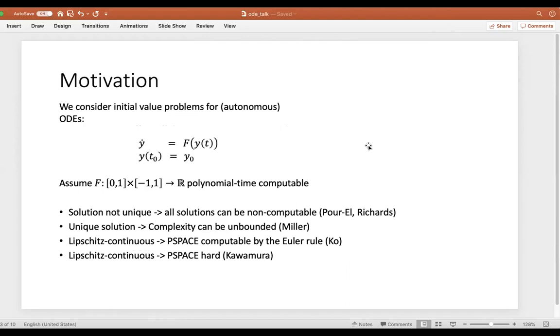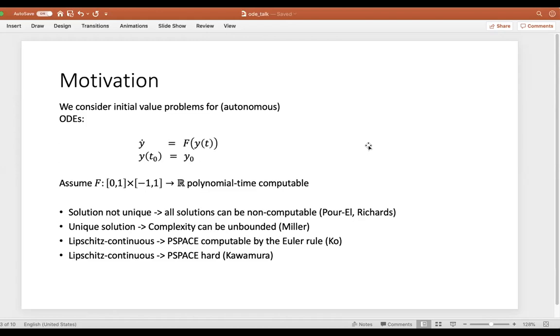There are some results that say that if the right-hand side function f is polynomial time computable, then the solution doesn't even have to be unique. And if it's not unique, then all solutions can be non-computable. On the other hand, if there is a unique solution, then the solution will always be computable, but the complexity can be unbounded. If the right-hand side function is Lipschitz continuous, we know by the Picard-Lindelöf theorem that there will always be a unique solution, and this solution will always be computable in p-space by using something simple like the Euler rule.